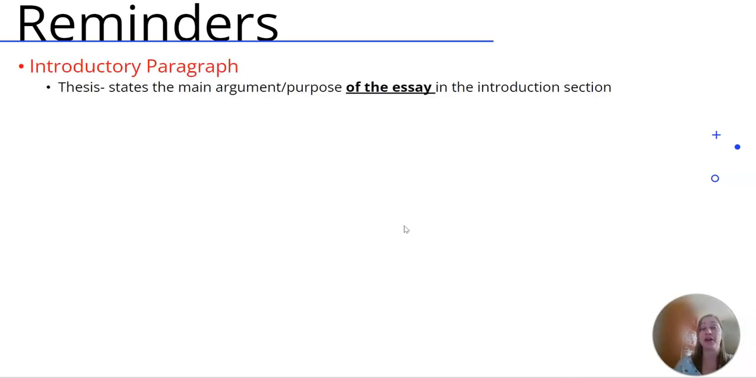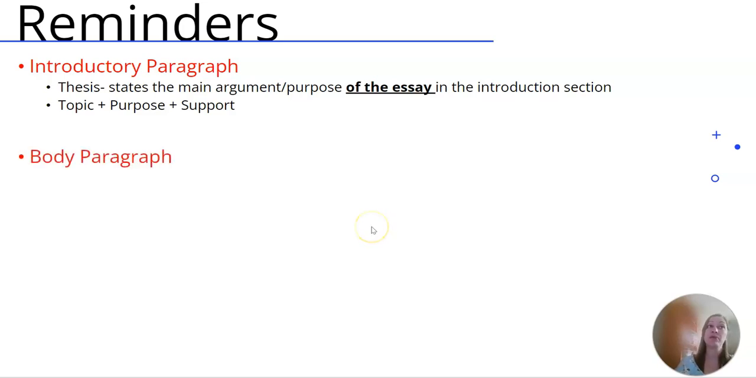When we think about an essay as a whole, this big old piece of writing, we start with that introductory paragraph, which has our hook, transition, and ends with our thesis statement, which is going to state the main idea of the whole essay. Remember our formula: topic, purpose, and support. Then we move into body paragraphs, which my previous video went over. The number of body paragraphs in an essay is set by you, the author, based on what you need to prove in the essay. Body paragraphs all follow the same format.